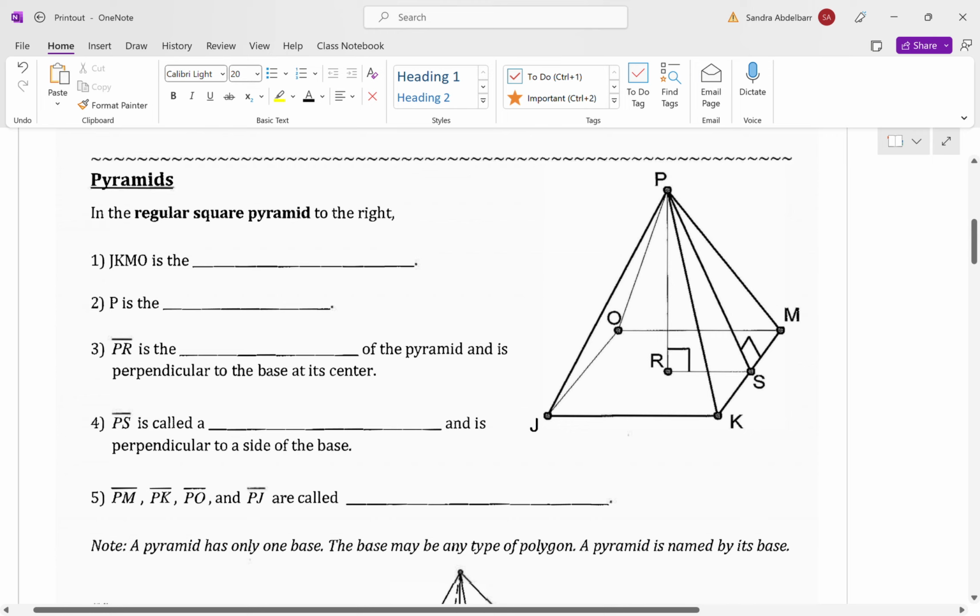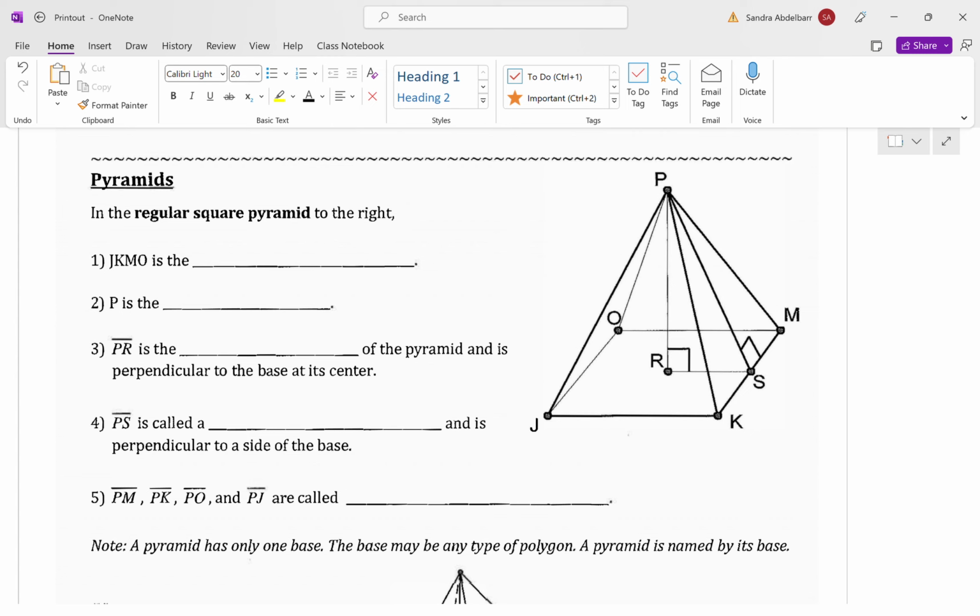Before we talk about how to find the volume of a pyramid, let's just review some key things about a pyramid. If we're talking about a regular square pyramid, when it says that it's regular, that means the base of the pyramid is a regular figure. So when they're saying a regular square pyramid, that means the base of this pyramid is a square.